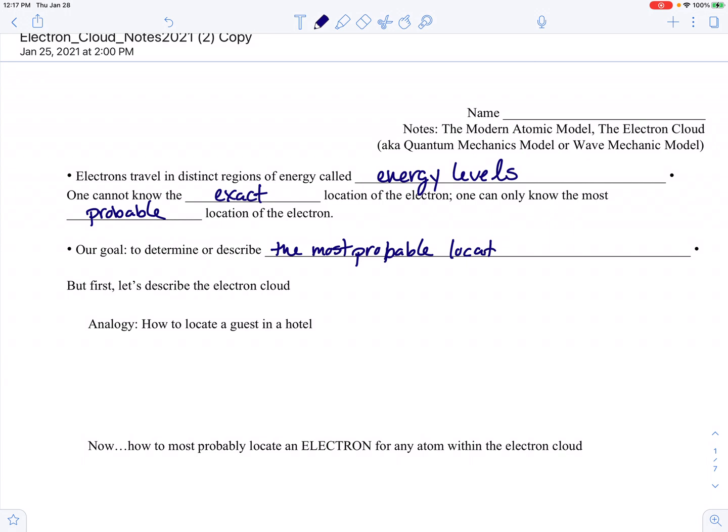So our goal for this is to determine or describe the most probable location of an electron for an atom or ion. So again, we're just looking at where is the most probable location of our electrons in an atom. And again, that's based off of that idea that electrons behave like a wave.